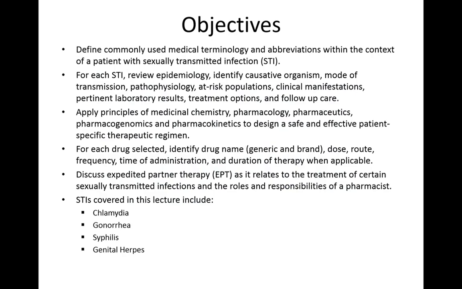The objectives of this lecture, these are some of the objectives that you're gonna be tested on for each of the STIs that we're gonna talk about. The four different types of STI we're gonna talk about are chlamydia, gonorrhea, syphilis, as well as genital herpes. For each of those, just make sure you're able to identify the risk factors, the epidemiology, as well as the treatment options and clinical presentations. And then for each of the drugs that are selected for treatment, just be able to understand the brand, as well as the generic, the doses, and the duration of treatment.